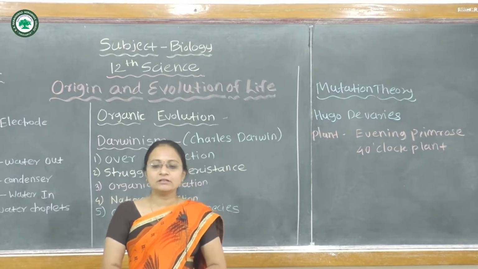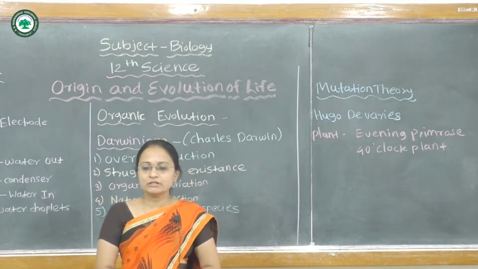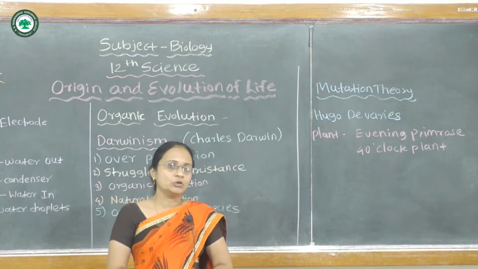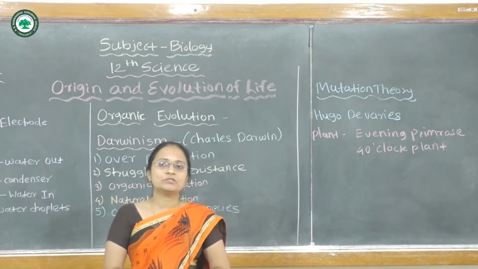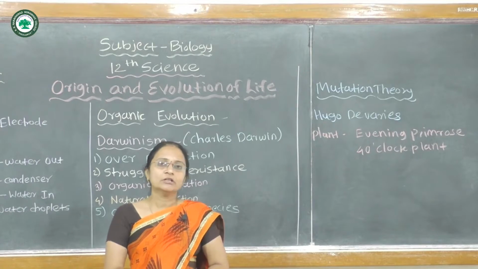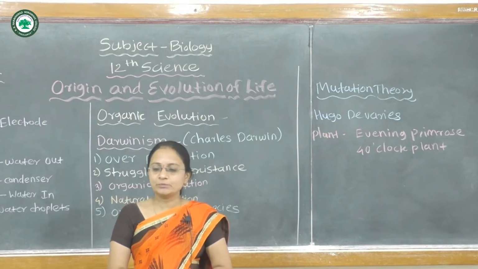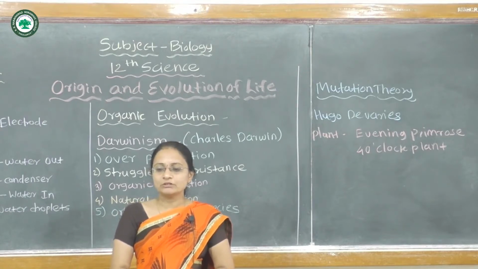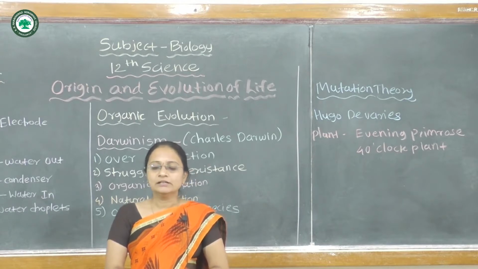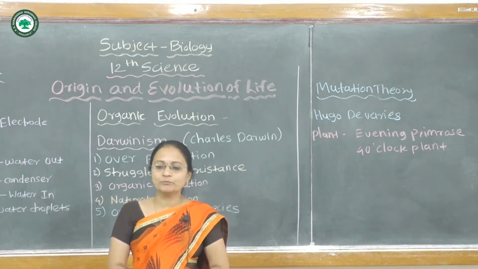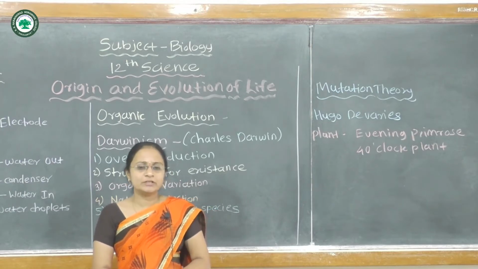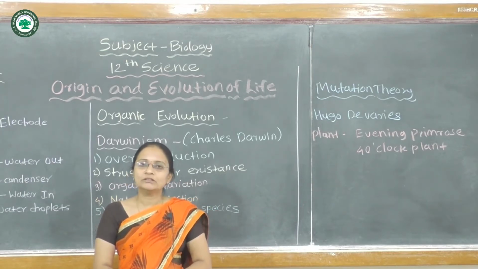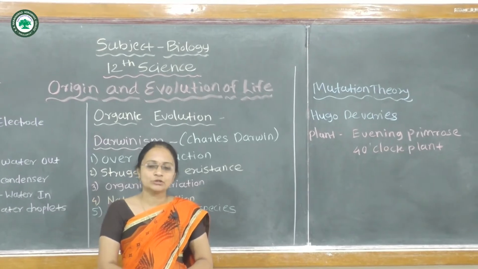Secondly, the rate of mutation is very slow as compared to evolution. Whatever rate is required for evolution, the mutation does not take place at that percentage. Chromosomal aberrations have very little significance in evolution. They are quite unstable. These are the objections to the mutation theory of evolution.